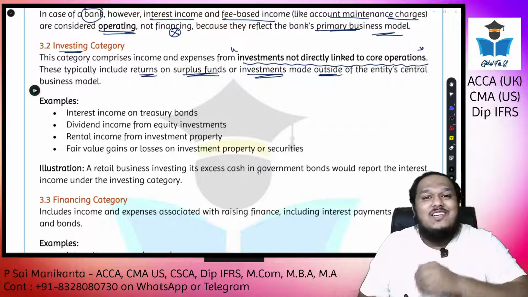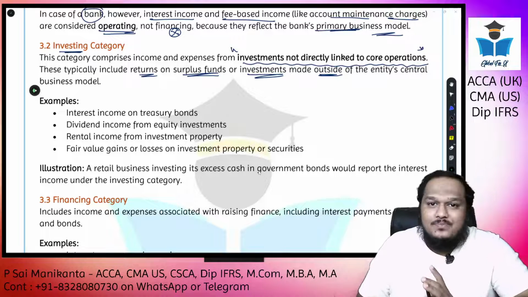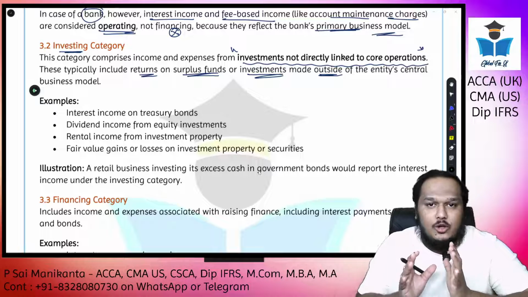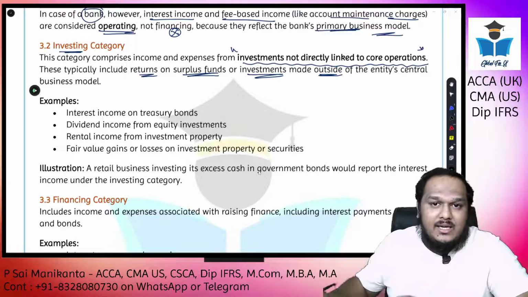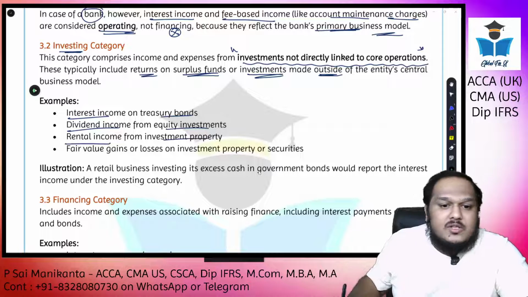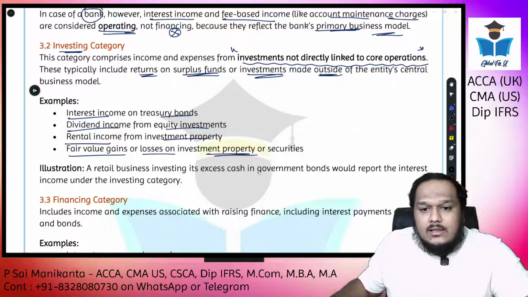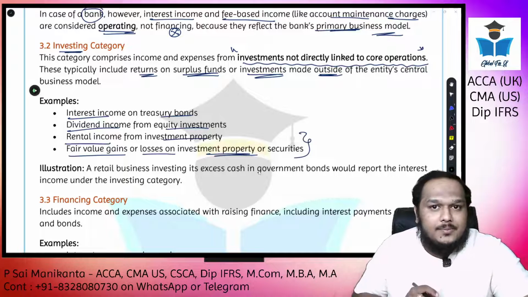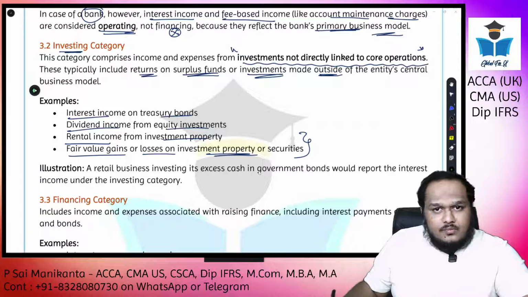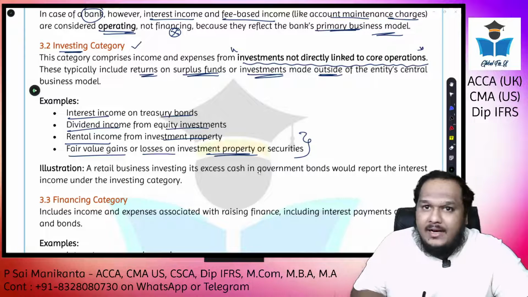So returns on investment is not an investing category for them. For them, it is the operating category. I hope you are able to comprehensively see the bigger picture here. Interest income on T-bills or dividend income on equity, rental income from investment property, fair value gains or losses on investment properties. These two are investment property related, IAS 40. So that should go into the investing category, not into operating activities.